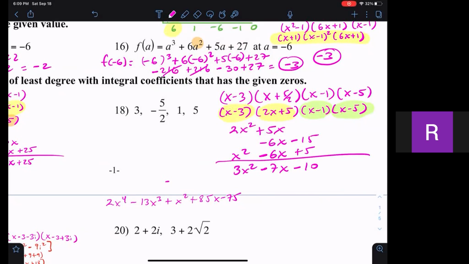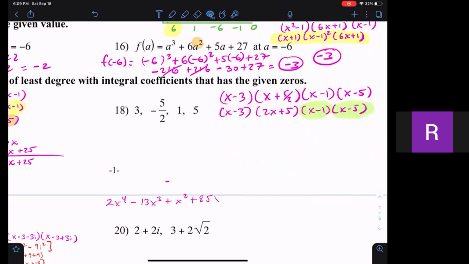No, I did something wrong here. I'm sorry, this is not right. I made a mistake here. What I need to do is multiply and then multiply. I should get degree 4, right? Because I have 4 solutions. So let's do this then. Let's do the right side first, which is easy. x squared minus 5x minus x is negative 6x plus 5.